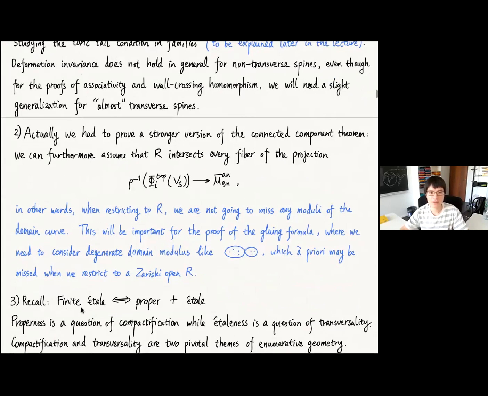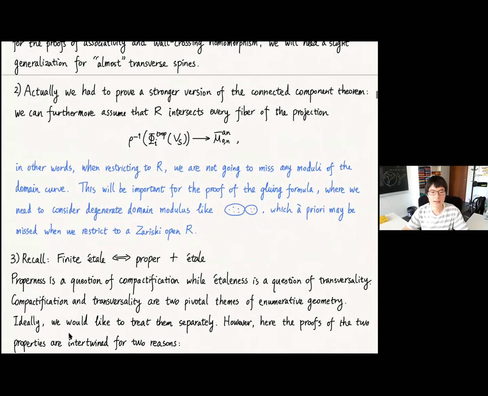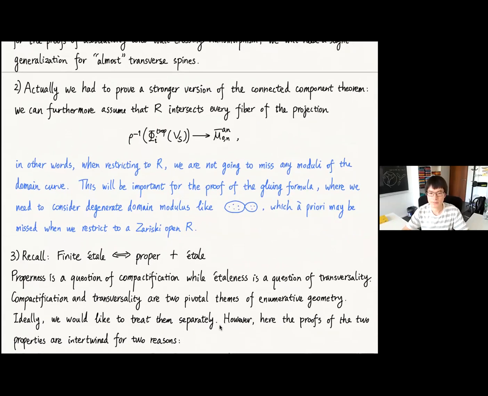recall that finite étale is equivalent to being proper plus étale. Properness is a question of compactification, while étaleness is a question of transversality. Compactification and transversality are two pivotal themes of enumerative geometry. Ideally, we would like to treat them separately, the compactification and the transversality. We want to treat them separately.